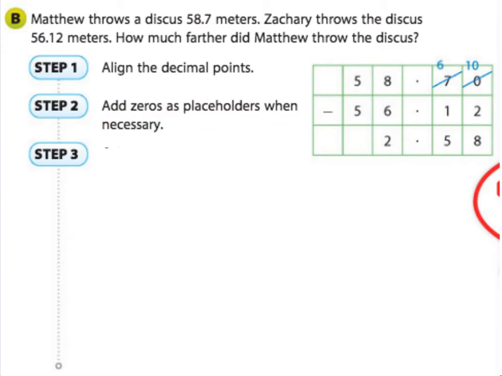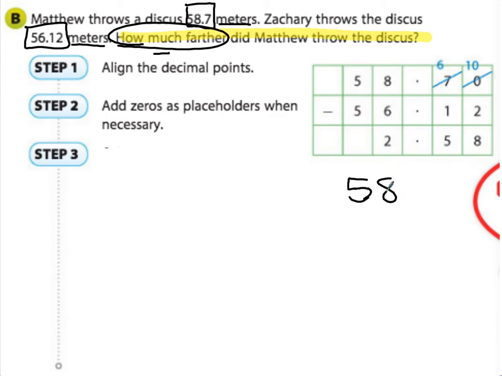So since we're trying to figure out how much further did Matthew throw the discus, how much farther? One threw it 58 7/10 meters, and the other threw it 56 12/100 meters. So now in this case, I did have to add a 0. Okay, so I had 58 and 70, and I had 7/10. So I'm adding that 0. Got a little ahead of myself, and I'm subtracting 56 and 12/100. So I'm adding a 0 here as a placeholder so I can subtract correctly.